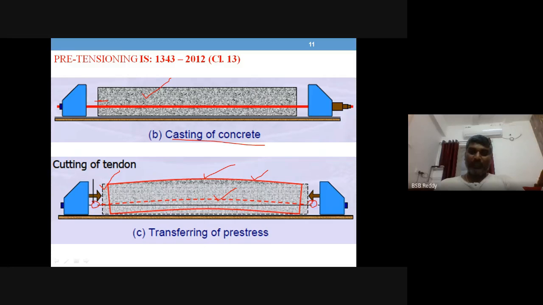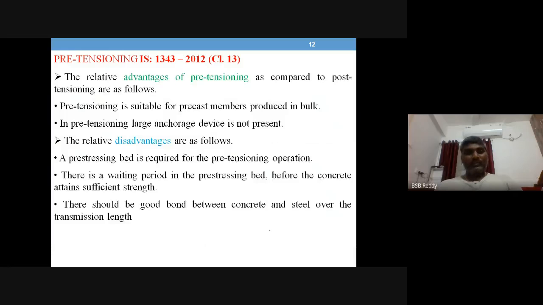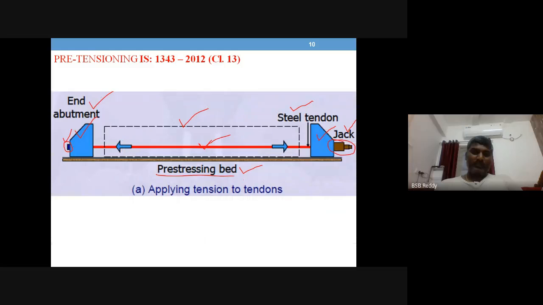Okay, after the concrete attains the strength, this is what is called transferring of pre-stress, transferring of the pre-stress from tendon to concrete. So this, in a simple diagrammatic representation, is what pretensioning is. Okay, what is going on in pretensioning.